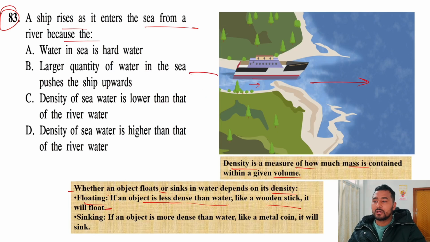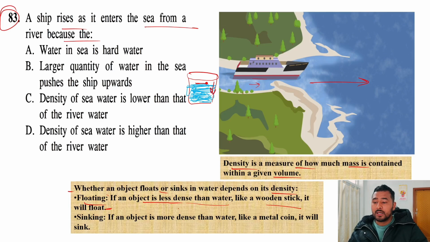Suppose you have a glass of water here, filled with water, okay? And now you have, say, a matchstick. What happens if you keep it in a glass of water? It will not sink. It will not sink means it will float upward in the water only.